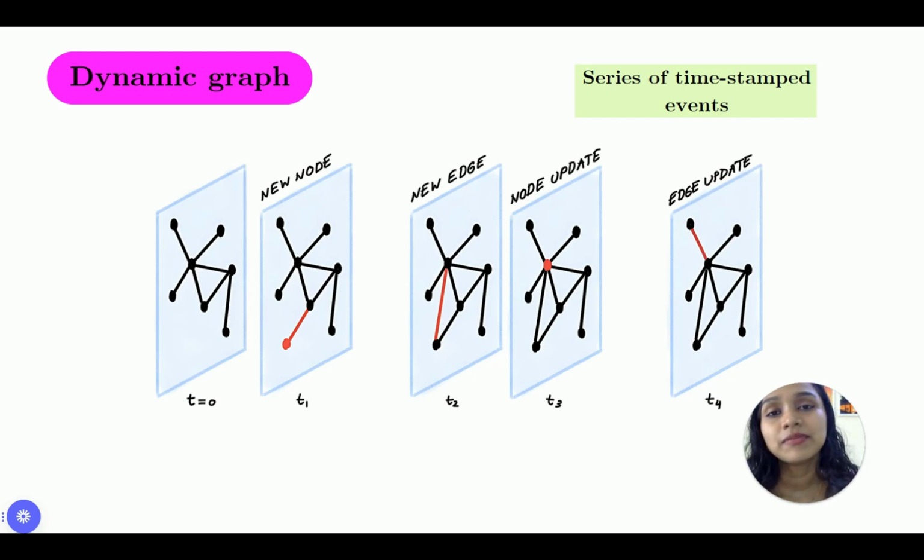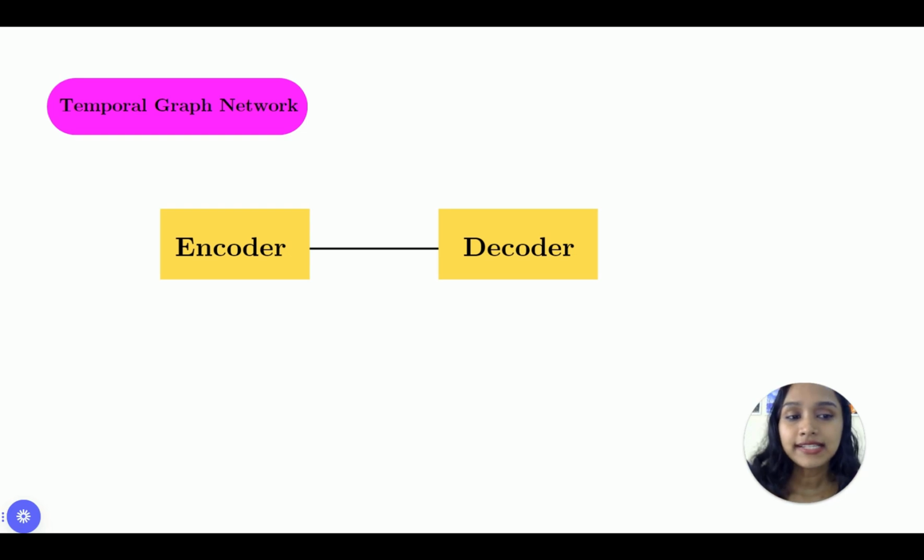So all these examples which I mentioned, the ones that change continuously with respect to time, or where at every instance of time there is a change happening, are examples of continuous time dynamic graphs. Now let us see how a temporal graph network or a dynamic graph works.